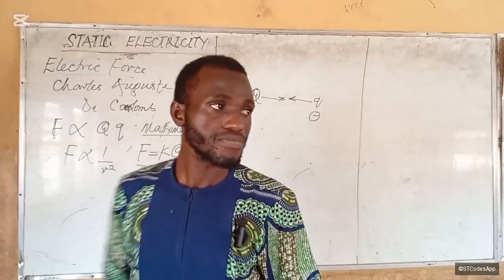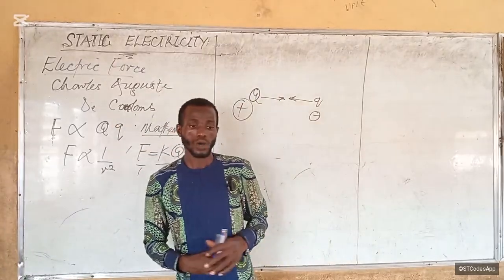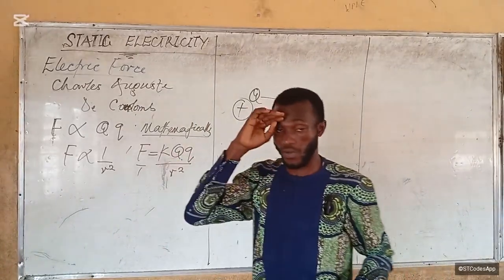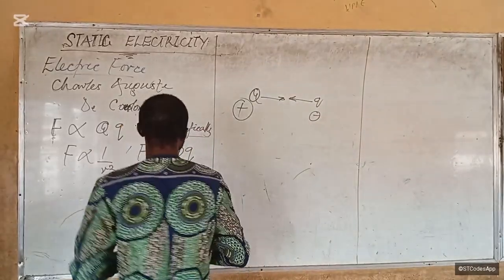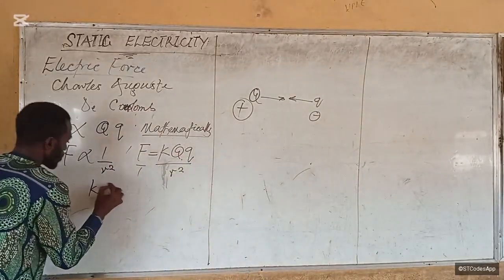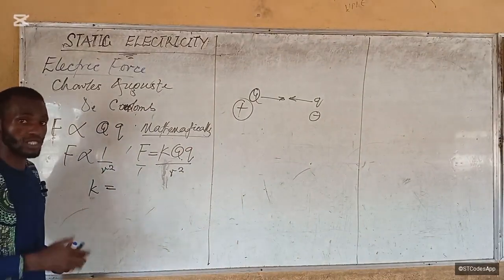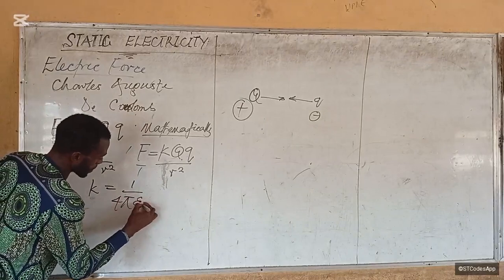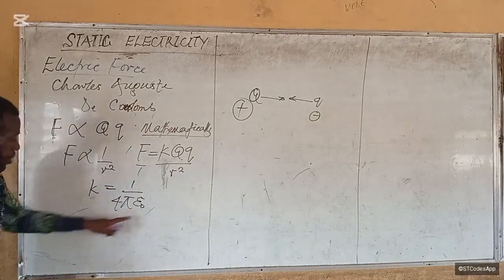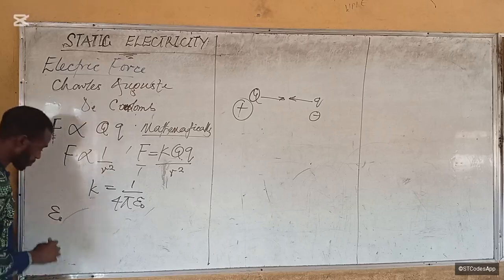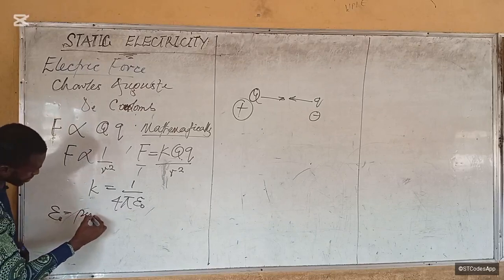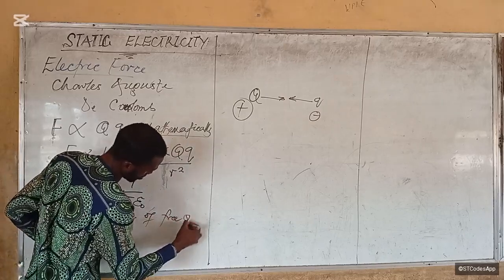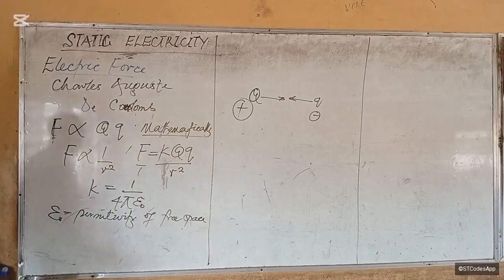All right. Now let's put that into working. Okay, we have not even talked about the constant of proportionality. Now let me talk about it. You see this k here is another constant that stands for 1 over 4 pi epsilon naught, according to Coulomb. So epsilon naught here represents the permittivity of free space.